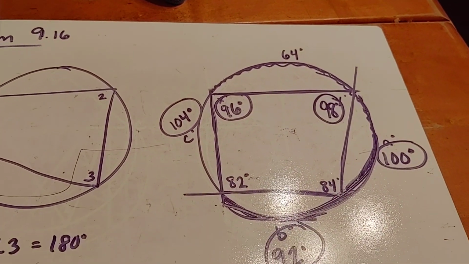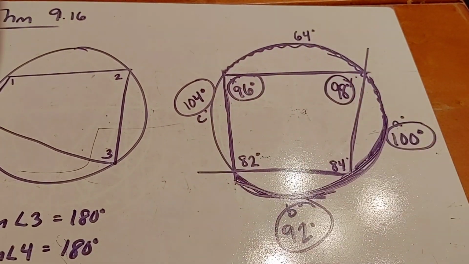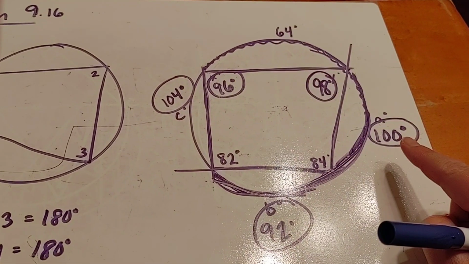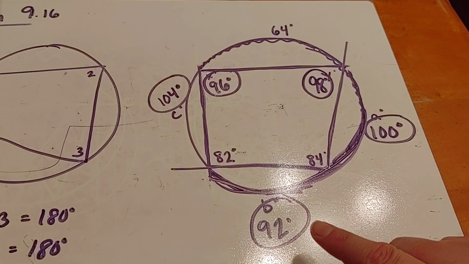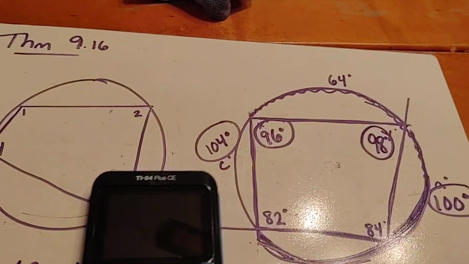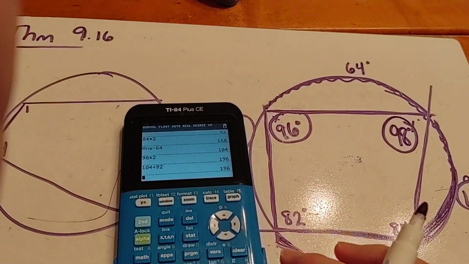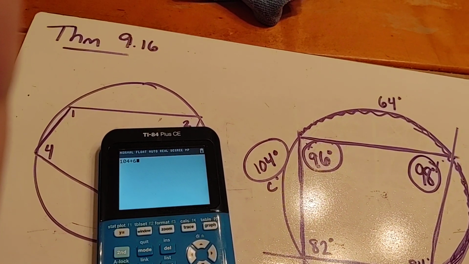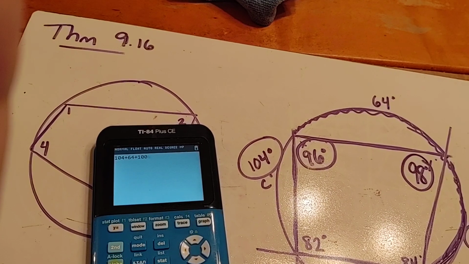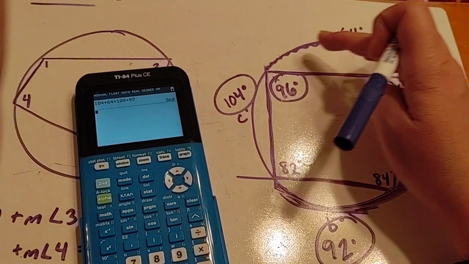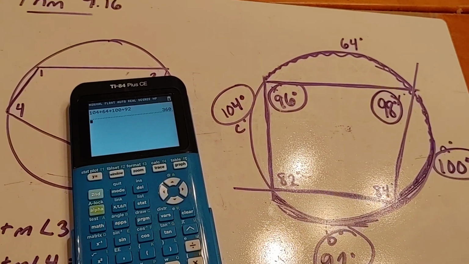Now, you know what else I was thinking? I could have just figured out what made 360. So does 104 plus 64 plus 100 plus 92 make 360? Well, you know what? Let's confirm it. You don't have to take my word for it. Let's check this out real quick. Does 104 plus 64 plus 100 plus 92 make 360? Absolutely. And a circle always makes 360 degrees all the way around.